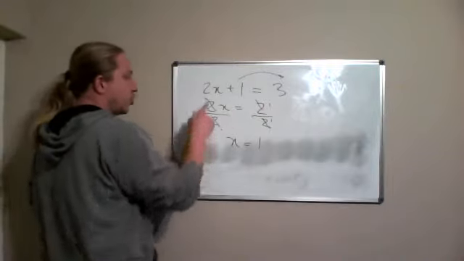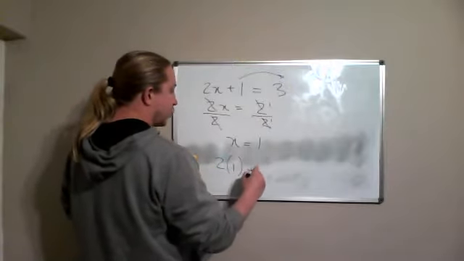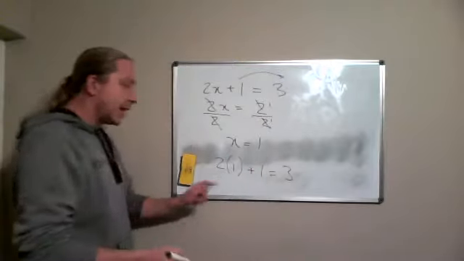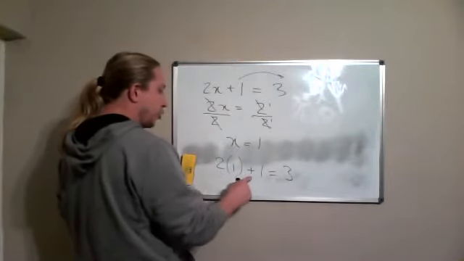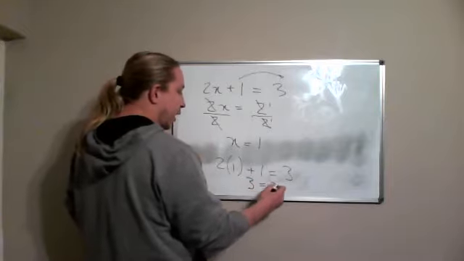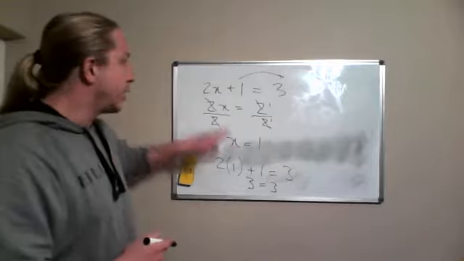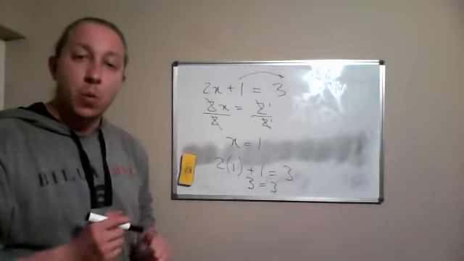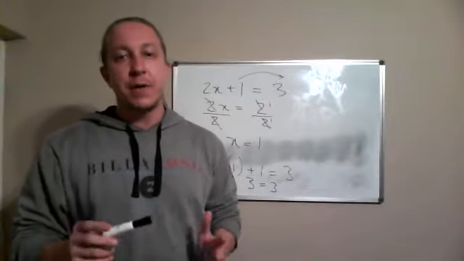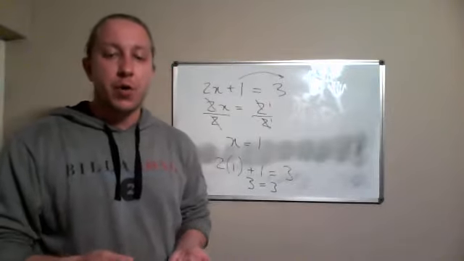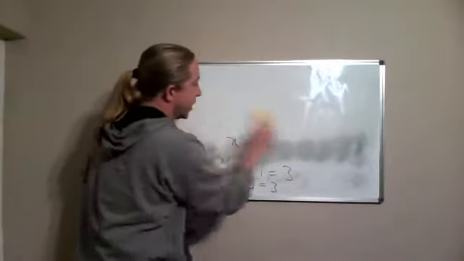Okay, so let's try it. We're going to put 1 for x. So we have 2 bracket 1 plus 1 equals 3. Does the left-hand side equal the right-hand side? Well, let's check. 2 times 1 is 2 plus 1, that's 3. 3 equals 3. Yes, 3 does equal 3. That is correct. So that means our x equals 1 was the correct answer. Okay, guys, so that is the checklist of solving pretty much most of the equations that we're going to come up with. Okay, so let's go to the exercise.